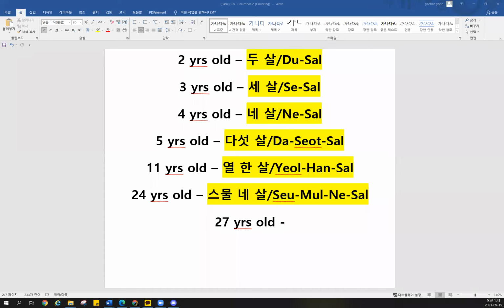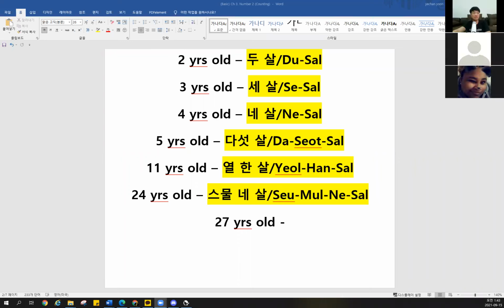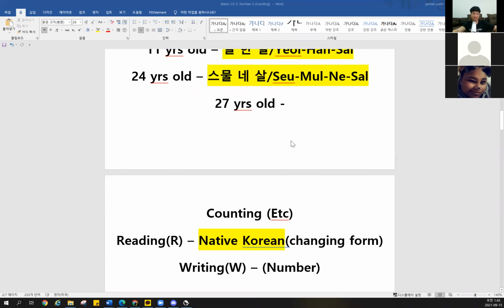So the format is going to be 20 plus 7 and years old. How can you say it, everyone? 20 and 7 years old. 27살. There we go. Oh my God, so impressive. Correct. 27살. All right, perfect, everyone. All right, let's go to the next one then.